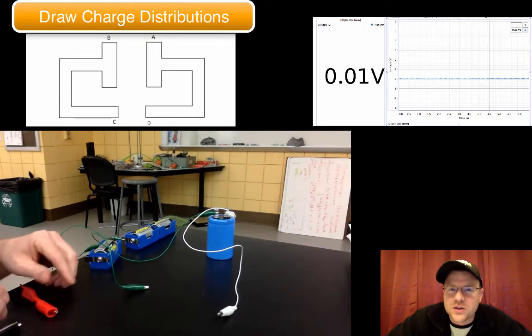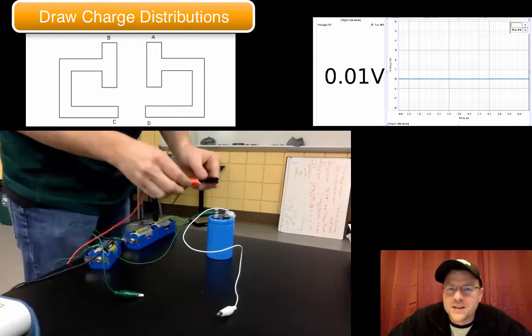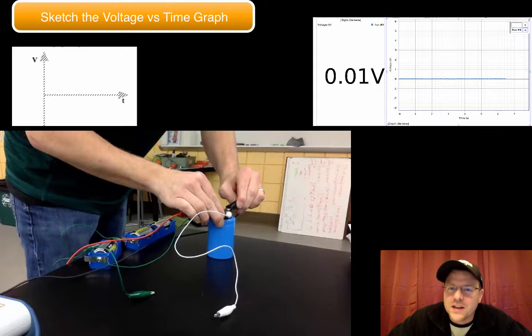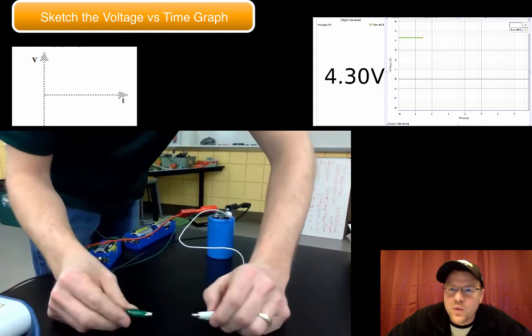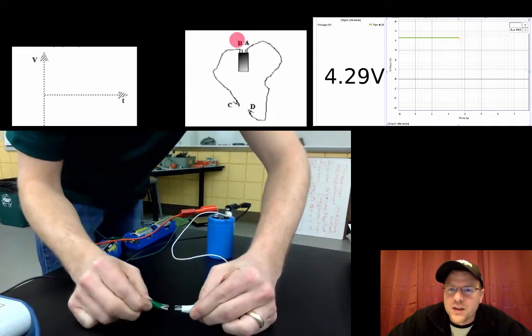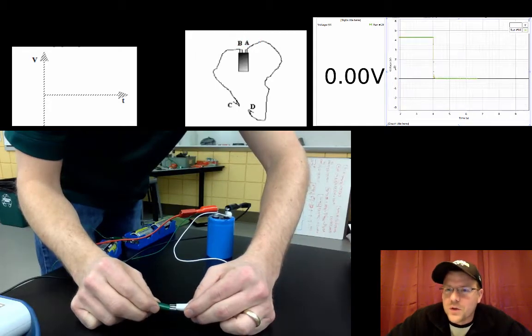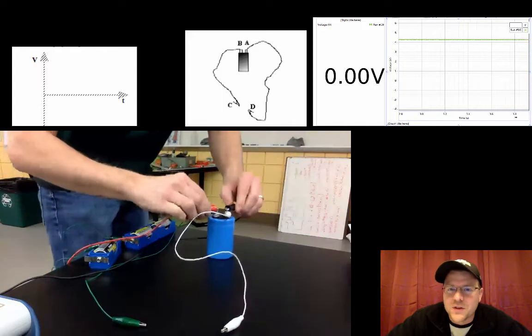Go ahead and sketch the charge distributions there. A and B are the plates inside the capacitor, and C and D are the wires. What I'm going to do now is connect C and D together and watch the voltage change. When I connect A and B together, the voltage drops off very quickly. And if there's a voltage present, that means there's an electric field present across the capacitor.